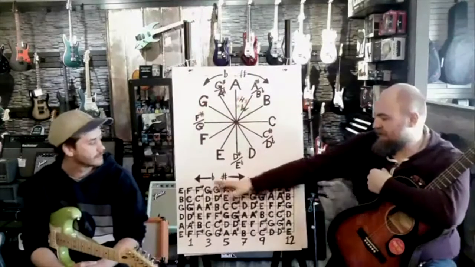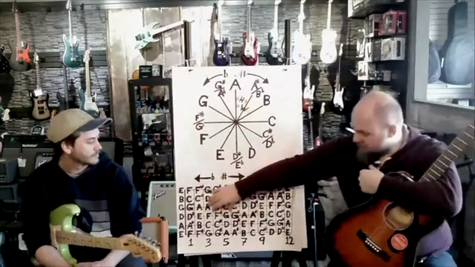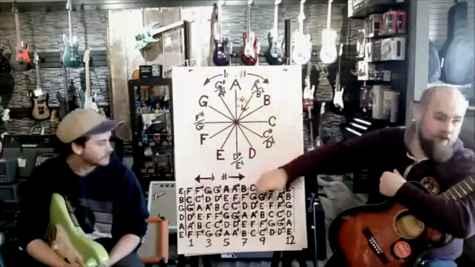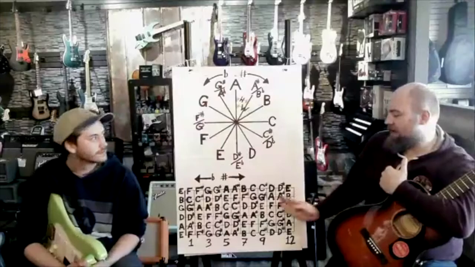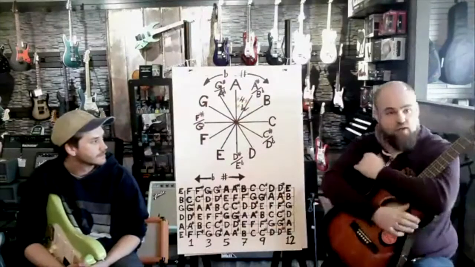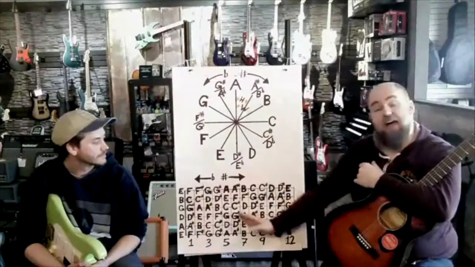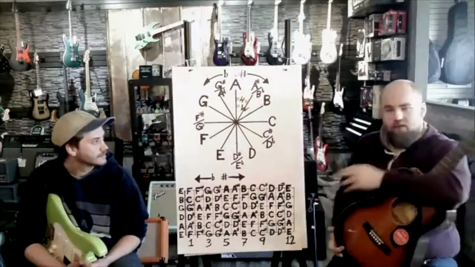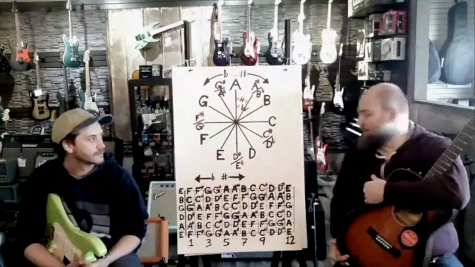And I have that laid out up here as well. As you're going up in frets, you're going up in pitch, which means you're going clockwise on this note wheel. And if you're going backwards, lower in frets, you're going flat, you're going counterclockwise on the wheel. So you'll always be able to figure out where you're at.